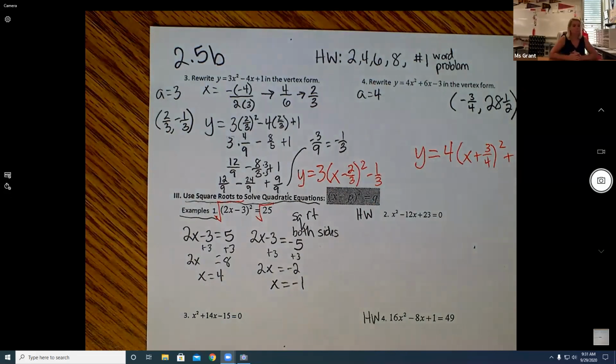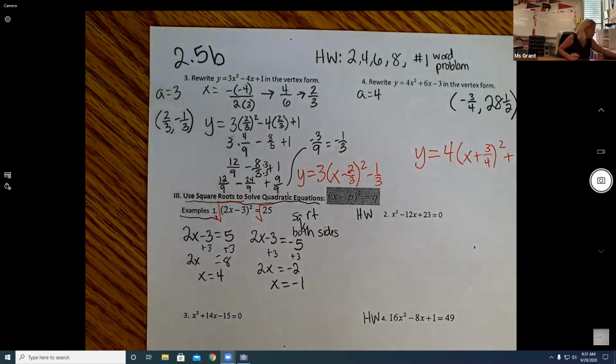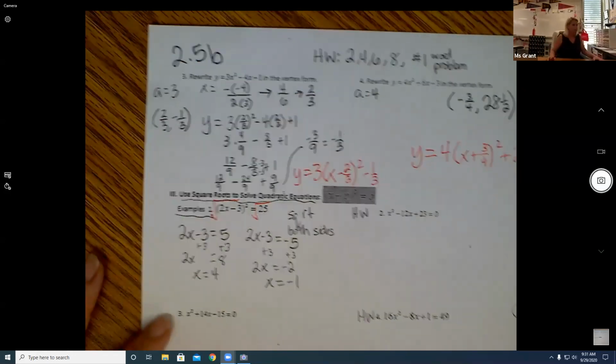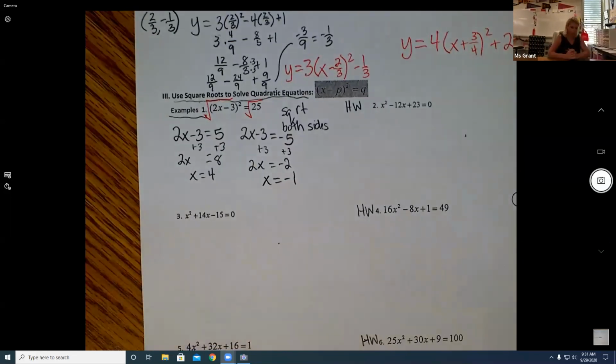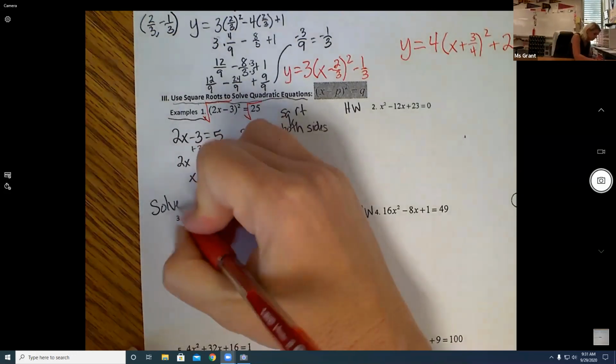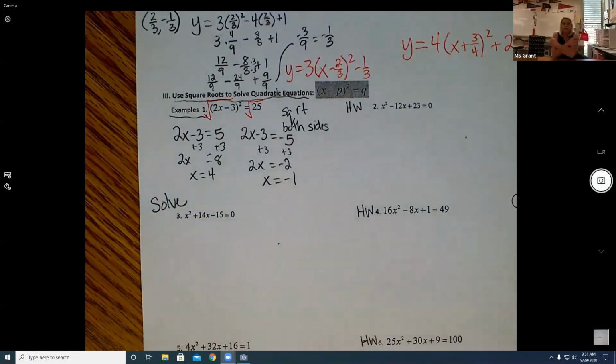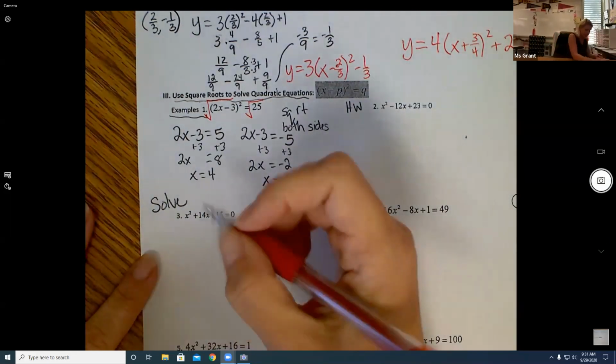Four and negative 1. Okay. All right, number 3. We cannot use square roots to solve this one, so I just want you to solve. Now, this method could be completing the square or just factoring. Turns out I can just factor on this one.